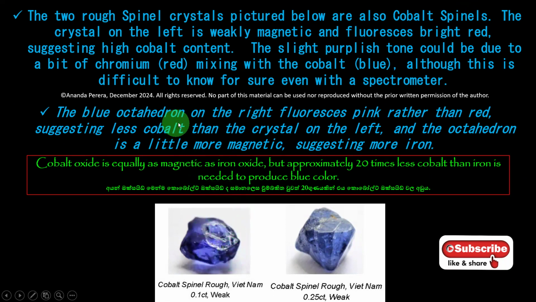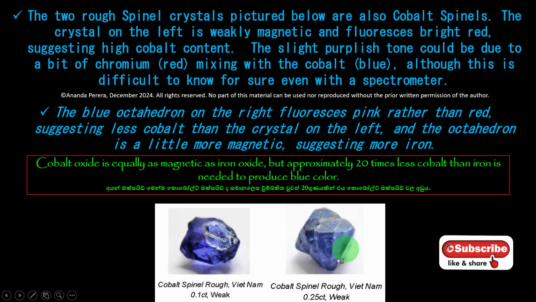The blue octahedron on the right fluoresces pink rather than red. This is the crystal formation, the blue octahedron formation. It fluoresces pink rather than red, suggesting less cobalt than the crystal on the left.